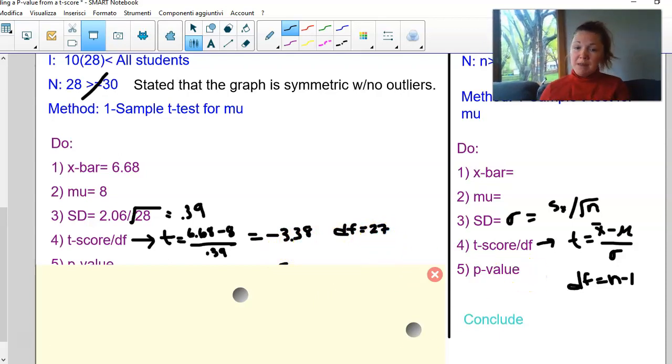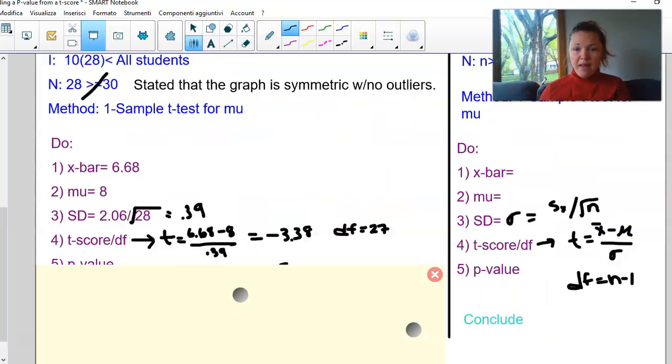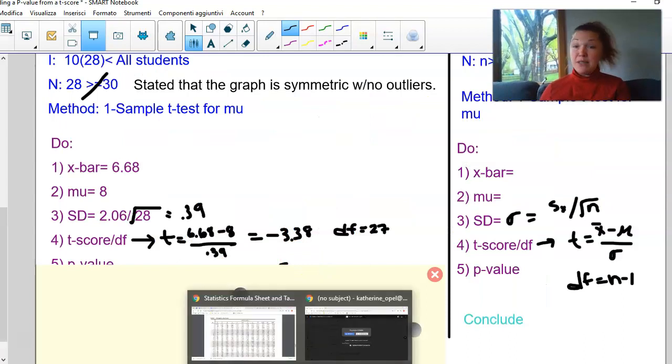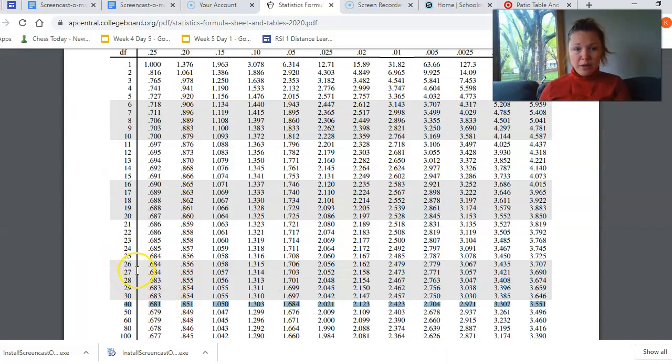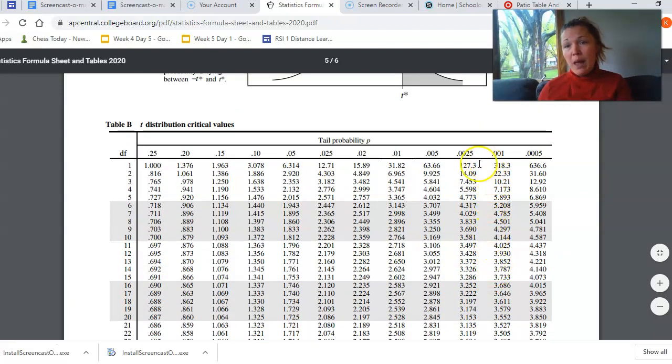Now we need to go to the p-value. We go back to the chart. We're at 27 degrees of freedom, and the t-score is negative 3.38, so we take the absolute value. Here's 27 for the degrees of freedom; I'm going to use this row. I see 3.38 is in between 3.057 and 3.421. So I scroll up, which means my p-value is in between 0.001 and 0.0025.